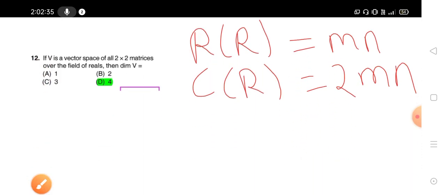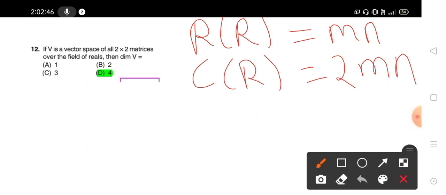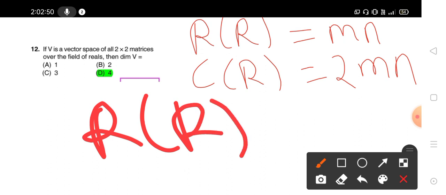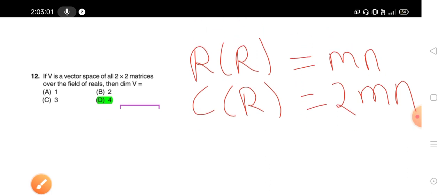Next question: if V is the vector space of all 2 cross 2 matrices over the field, here given R over R, this is a 2 cross 2 matrix, where M is 2 and N is 2, therefore 2 into 2 equals 4, so the answer is 4. And if it is C over R, then the answer is 2Mn.